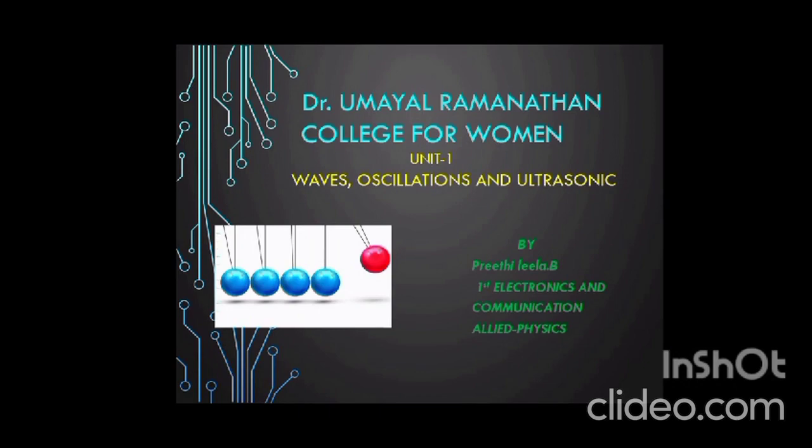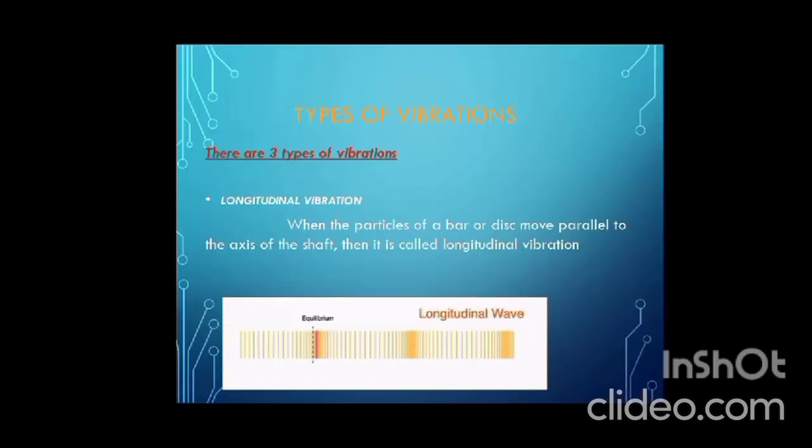Today, my purpose here is to teach you a topic called Laws of Transverse Vibration of String from Unit 1, Waves, Oscillations and Ultrasonics. Before going into the topic, we should know about types of vibrations. There are three types of vibrations. They are longitudinal vibrations, transverse vibration and torsional vibration.